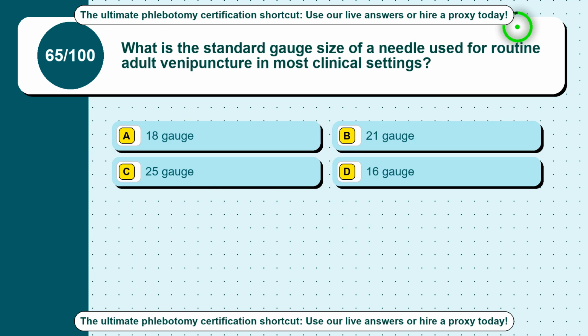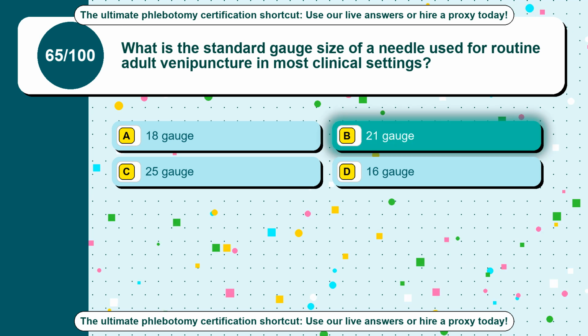Question 65. What is the standard gauge size of a needle used for routine adult venipuncture in most clinical settings? Option A, 18 gauge. Option B, 21 gauge. Option C, 25 gauge. Option D, 16 gauge. The correct answer is option B, 21 gauge.